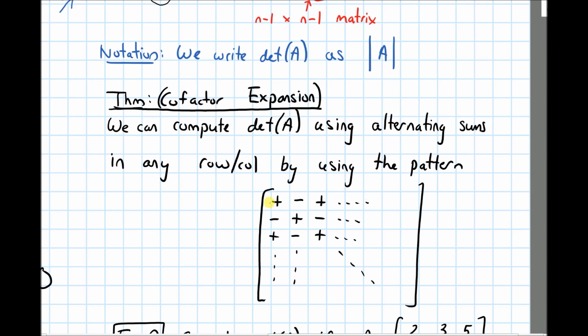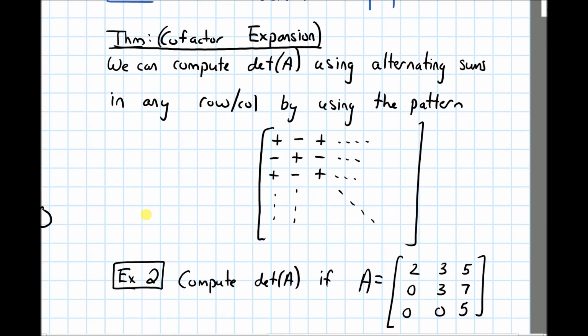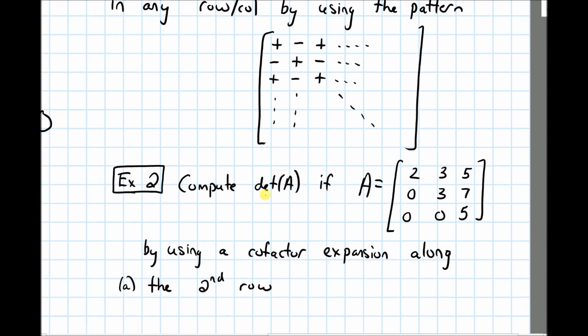Okay, let's do an example. Let's practice using this. Let's compute the determinant of this matrix. The first row is 2, 3, 5. The next row is 0, 3, 7. The last row is 0, 0, 5. We'll use a cofactor expansion along the second row.